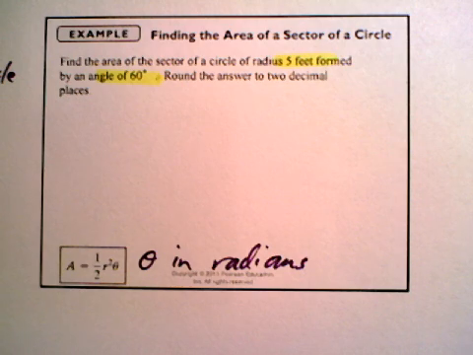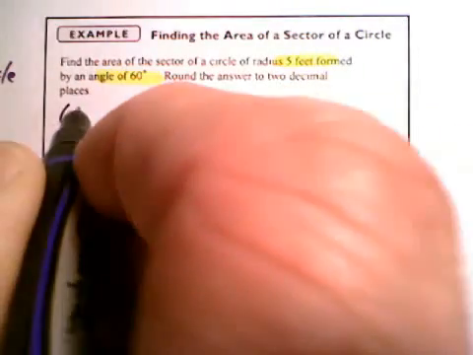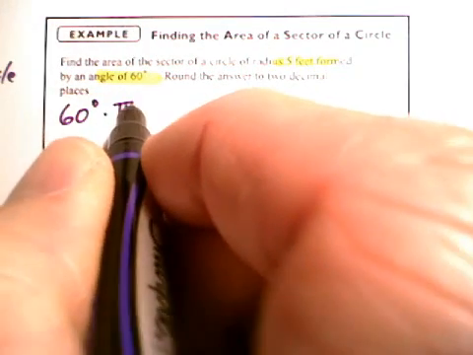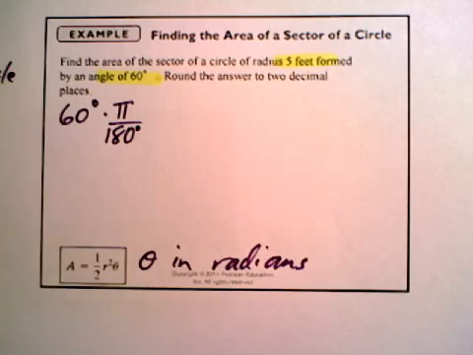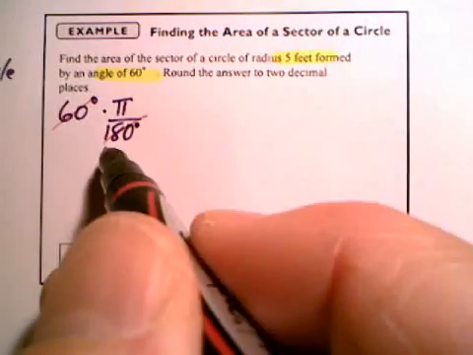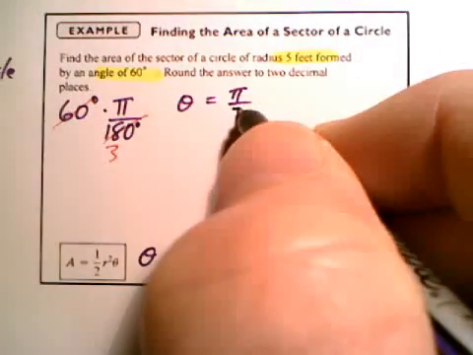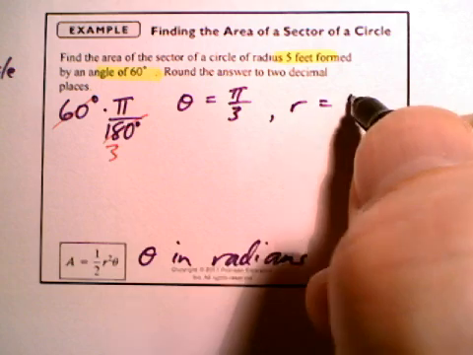We get to do a little bit of work to reinforce what we've already learned. 60 degrees, we multiply that by pi over 180. 60 goes into 180 3 times. So you don't want to write 60 degrees here; we're going to write theta is equal to pi over 3, and r is equal to 5.